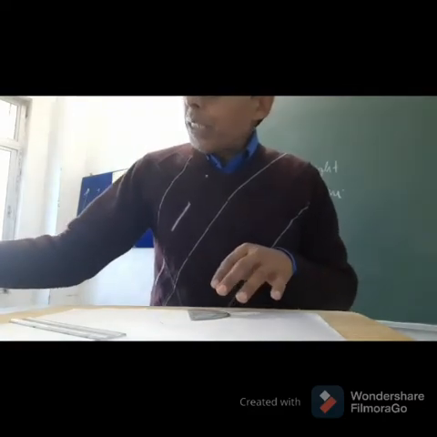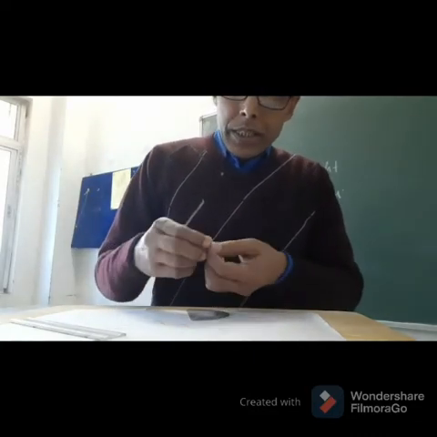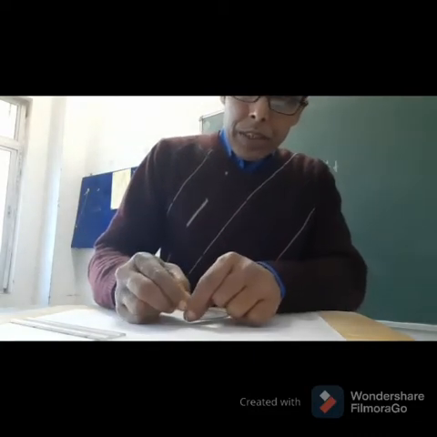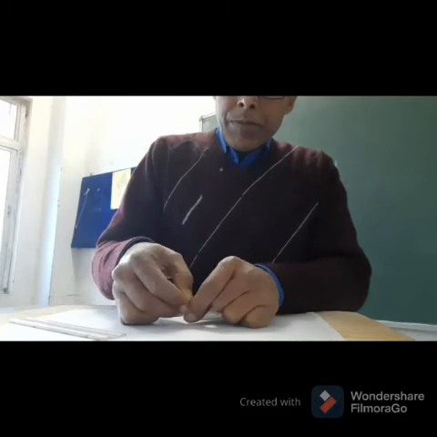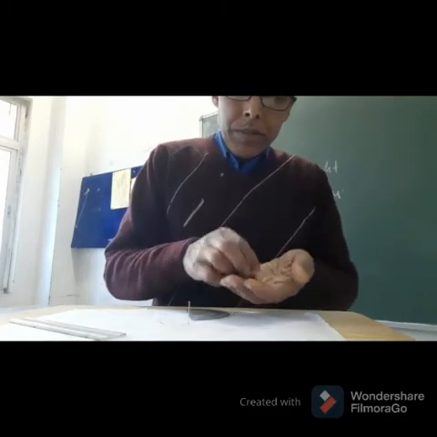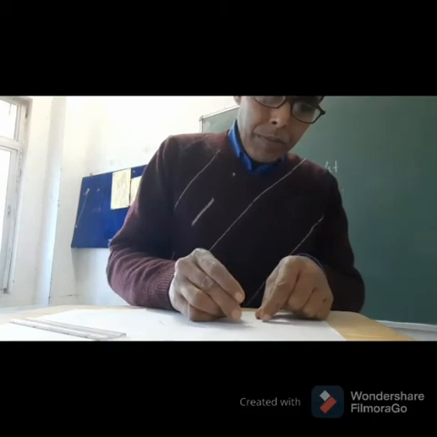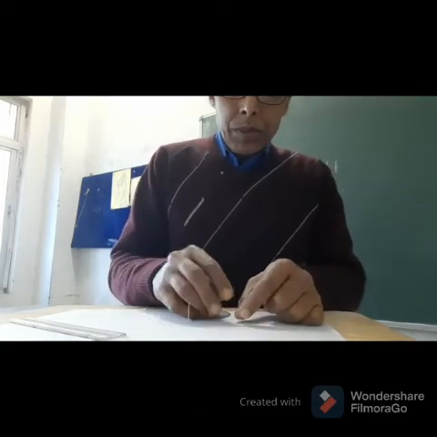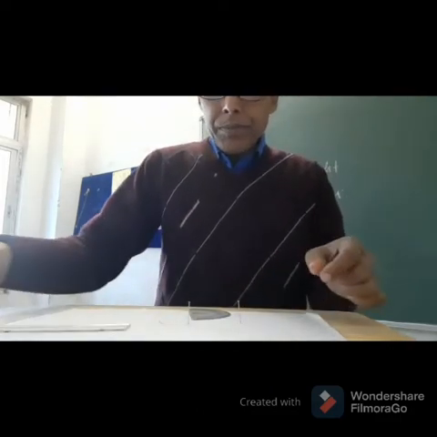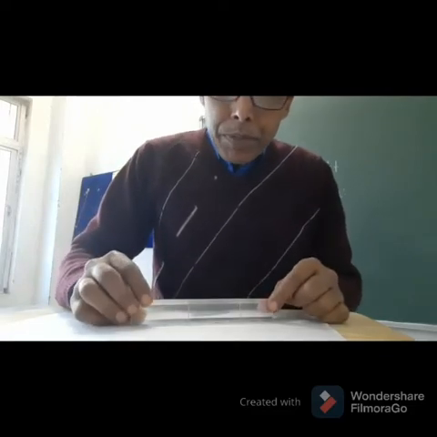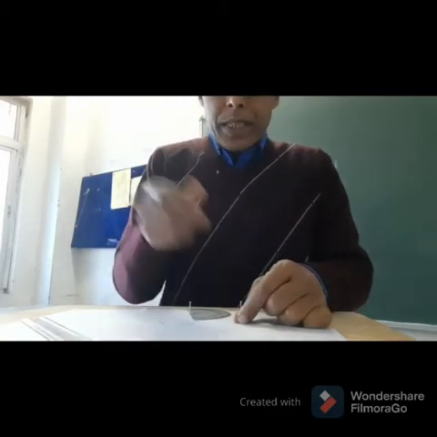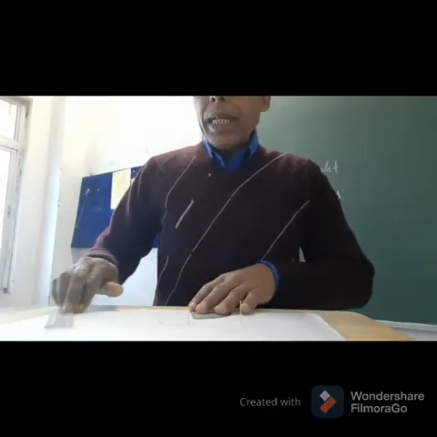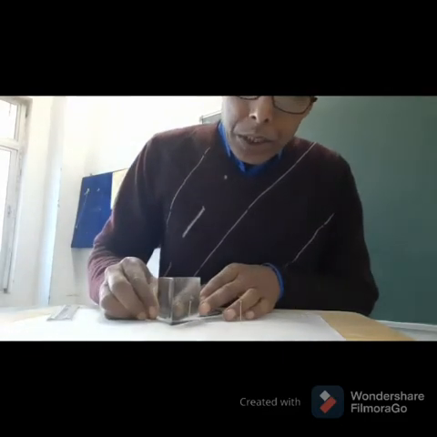Now we fix two pins on this incident ray. These are the two pins, and the distance between these two pins is approximately 3 to 4 centimeters. Now we place the prism in its place.